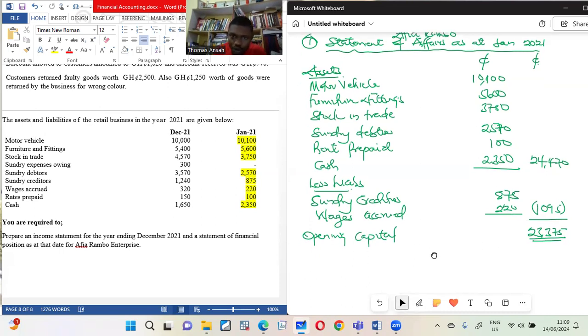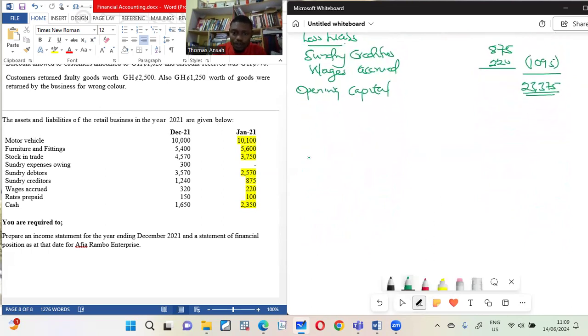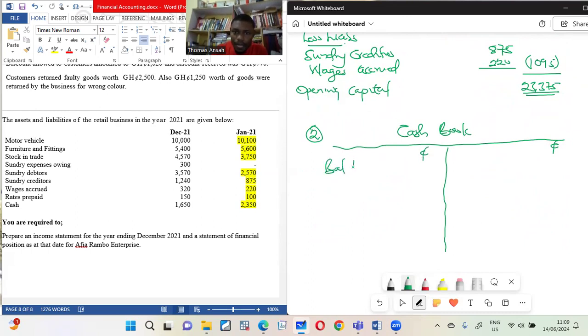Straight, we go to our cash book, right? That was our step 2. So let's do our cash book. And this one, there is no bank, so we use one column. All right. So this was an asset, so balance brought down. Not an overdraft. So balance brought down is 2,350. That is what we have.